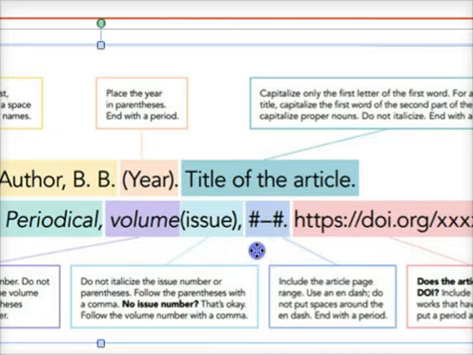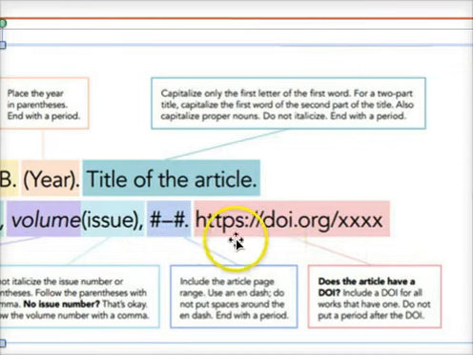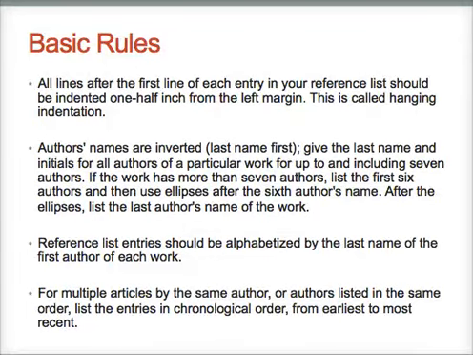And then usually your article will have a DOI. If your article doesn't have a DOI, then you just leave this part out. So if it doesn't have a DOI, then you don't need to include one. And you can keep that as a hyperlink, so that's fine. If you can click on it and it takes you directly to the article, that's great. So just some basic rules for a reference page.